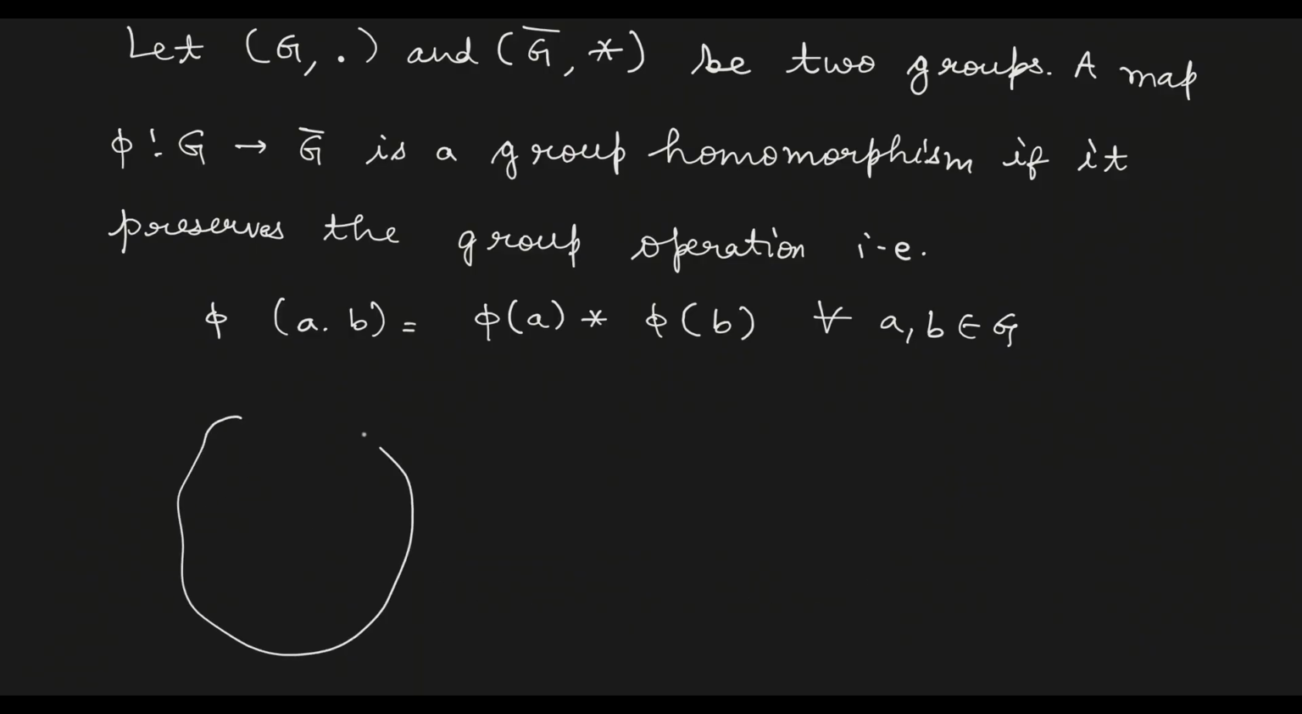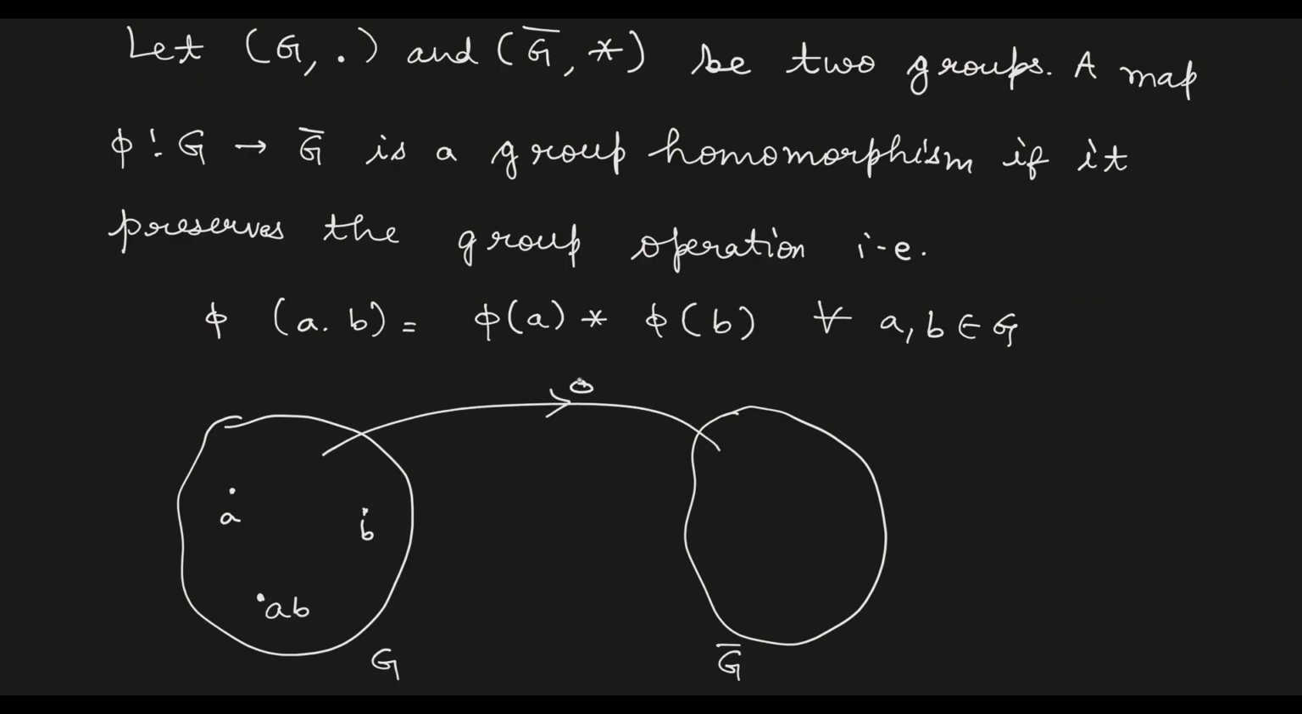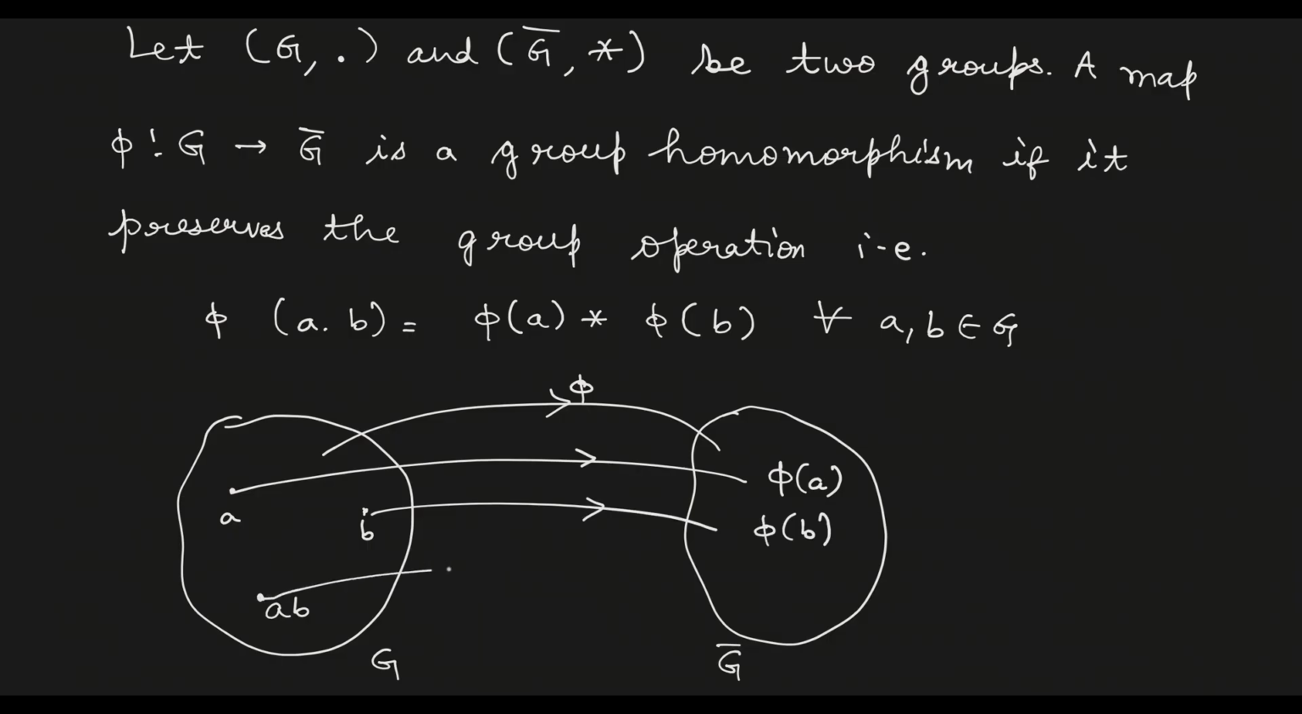So this is group G, this is group G bar. So I have elements A, B and AB. Under this phi mapping, A will be mapped to phi A, B will be mapped to phi B, and this AB will be mapped to phi AB, and phi AB is equal to phi A star phi B.